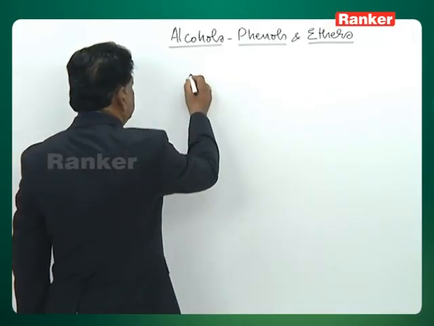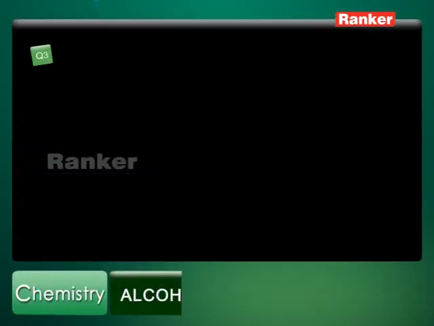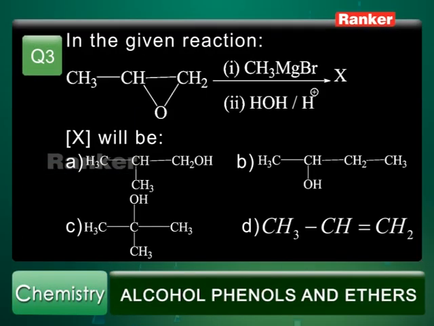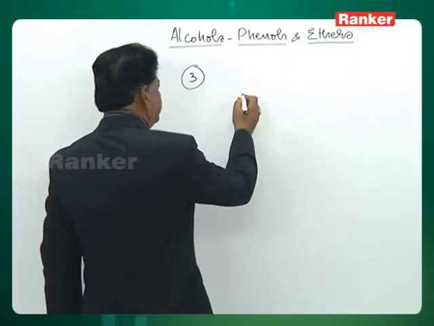Okay, next question, go to the third question. In this question, an epoxide, that is a propene epoxide, is treated with RMgX in presence of acidic medium with water, that is hydrolysis in the acid, meaning acidic hydrolysis, and X is formed. We have a wonderful concept here actually.